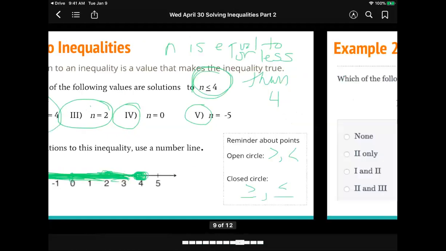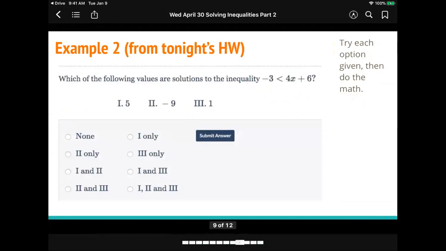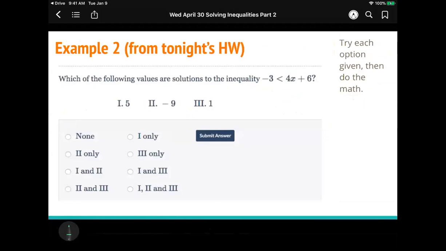All right. Okay, so here is an example from tonight's homework. This is one of the pieces of the Delta Math. It says, which of the following values are solutions to the inequality -3 is less than 4x plus 6? And it's going to give you 3 choices. So who thinks they know what to do here? Like if you were going to approach this problem, how would you do it? What would you start with?